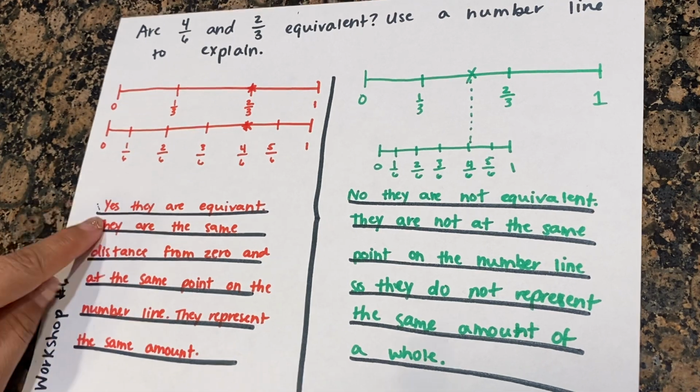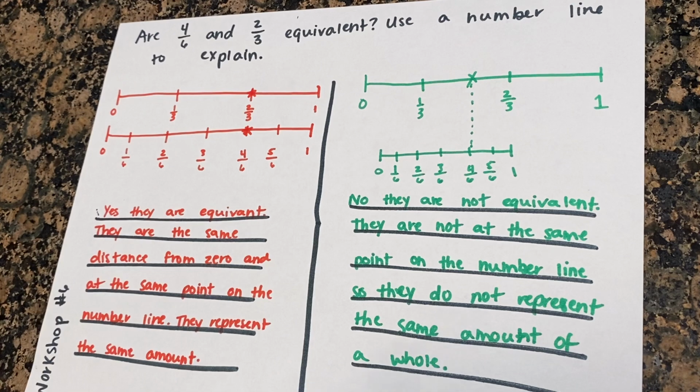Student A says, yes, they are equivalent. They are the same distance from 0 and at the same point on the number line, so they represent the same amount of the whole.